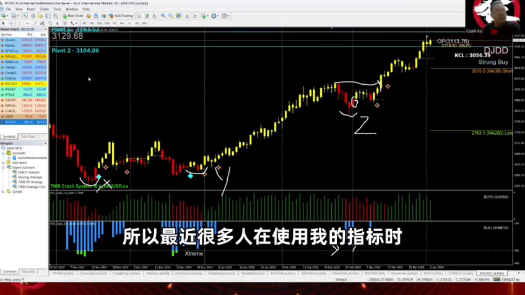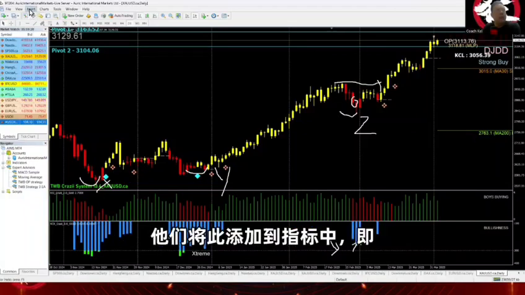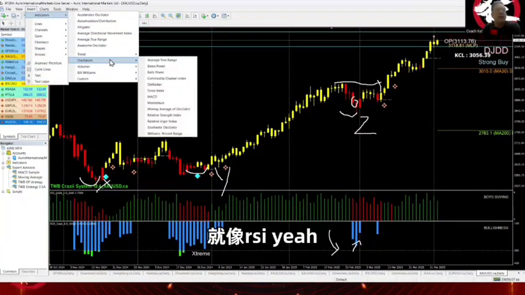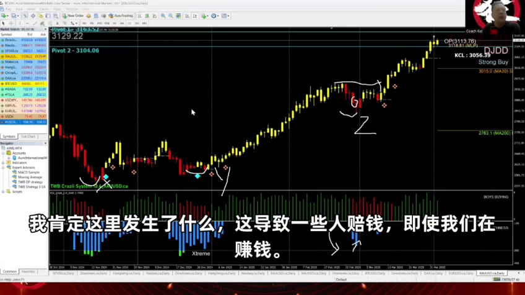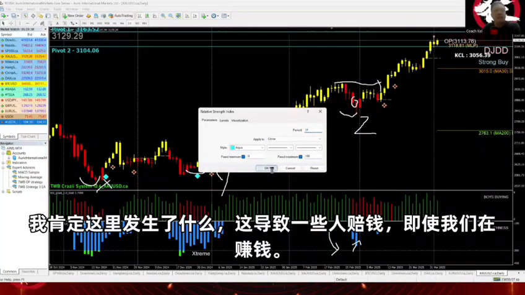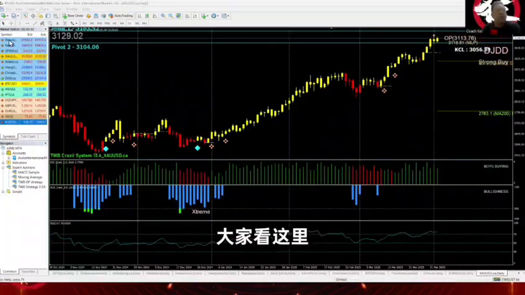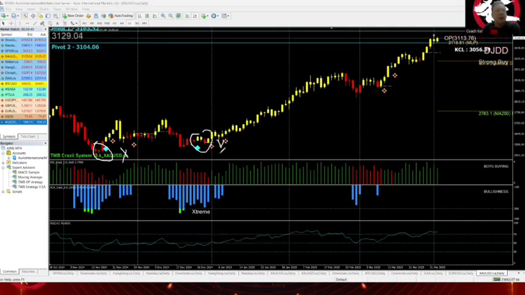A lot of people recently, when they use my indicator, added this into the indicator, the oscillator like RSI. I'll show you what is happening here, and that causes some people to lose money even though we are making money. So what happened is this. Everyone take a look here. This is the X, this is Y, and this is actually Z.